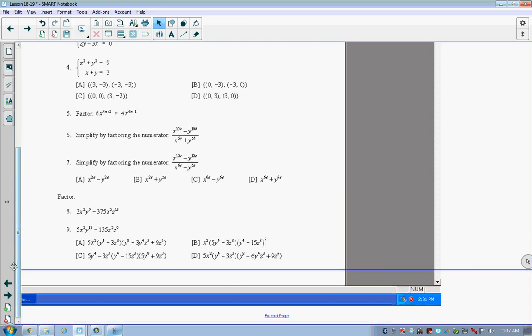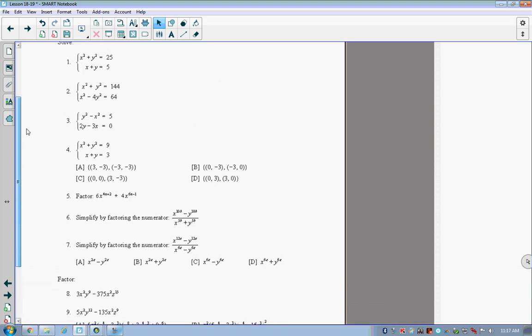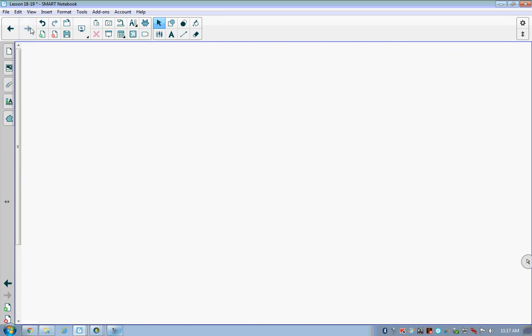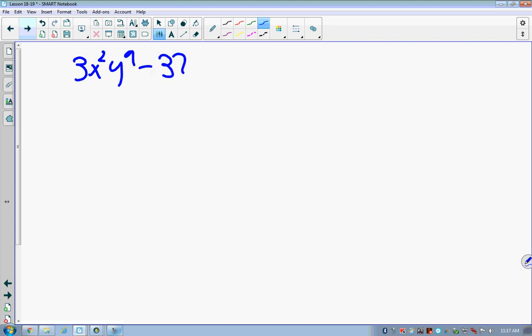Okay, this is where we're talking about the sum and difference of 2 cubes. And really, here we're just talking about the difference of 2 cubes. So with this, I'm going to go ahead and pull this over here. All right, so your first question starts off with what? 3x squared y to the 9th minus 375 x squared z to the 15th. Okay.